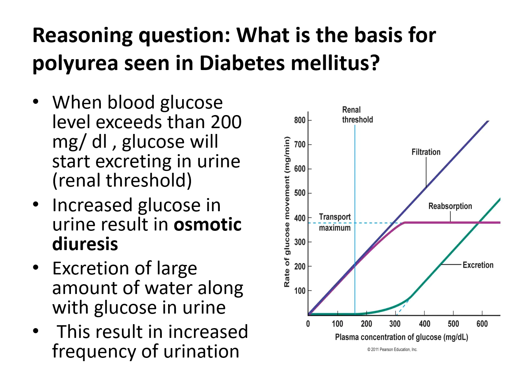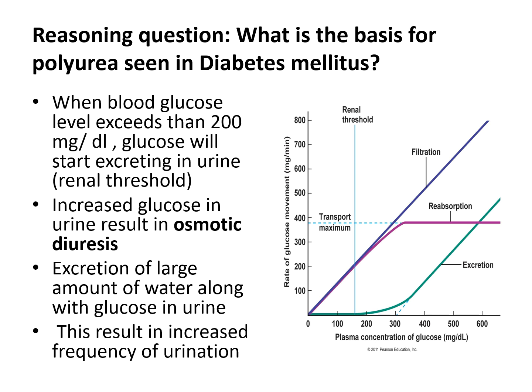What is the basis for polyuria seen in diabetes mellitus? If you look at the graph, we have something called renal threshold. That is, as long as plasma blood glucose level is 180 to 200 mg per deciliter, whatever glucose is being filtered will be completely reabsorbed and no glucose will be excreted in the urine.